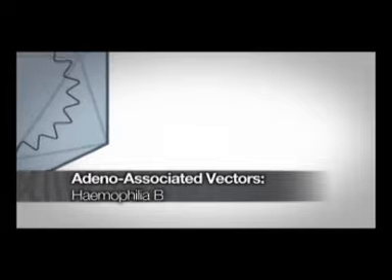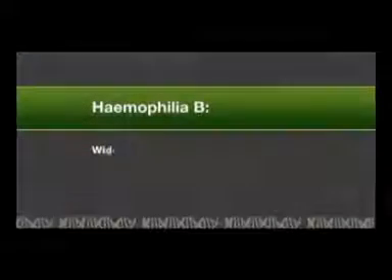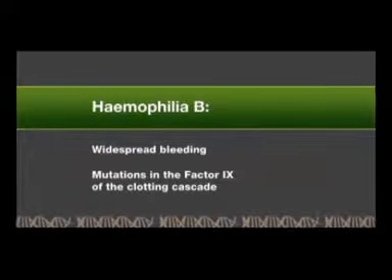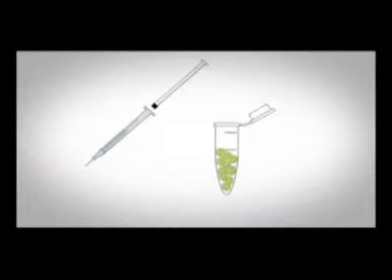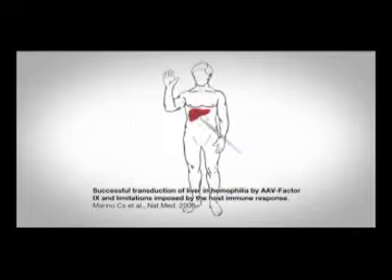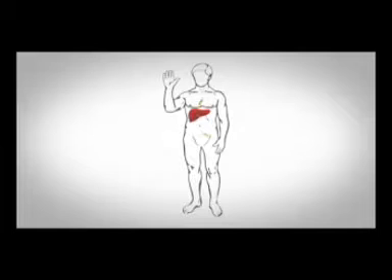Another viral vector, the adeno-associated vector, has been used in humans for the treatment of various inherited diseases such as haemophilia B. This disease causes widespread bleeding due to a mutation in the factor IX of the clotting cascade. In this example of in vivo gene therapy, adeno-associated vectors carrying a correct copy of the factor IX gene were used to infect the liver of patients with haemophilia. Thus, the liver became a pump continuously releasing factor IX into the circulation, producing very promising results in patients.